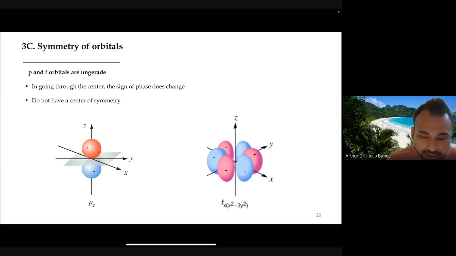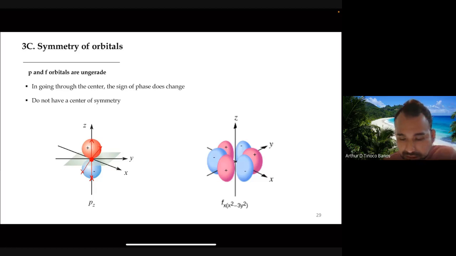Let's imagine that we identify our origin right here, at the center. We start here, and we invert through. What happened? When we inverted through, we see that the phase changes. That's true of any location that we start from, right? We invert through, and the phase changes. So this is ungerade. What about the f orbital?